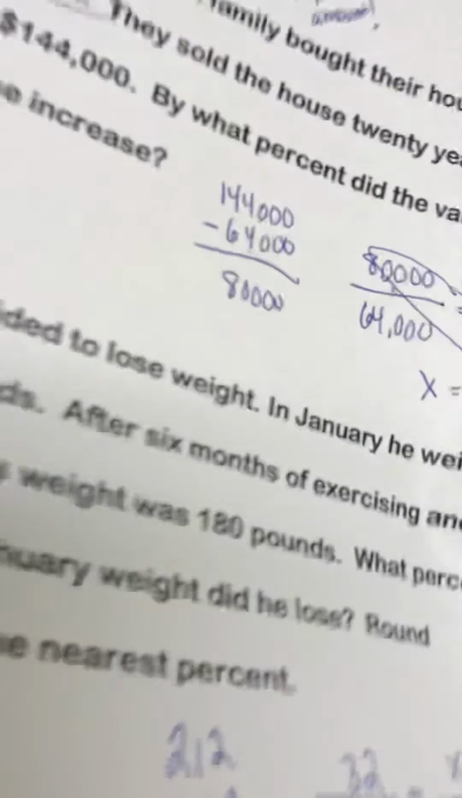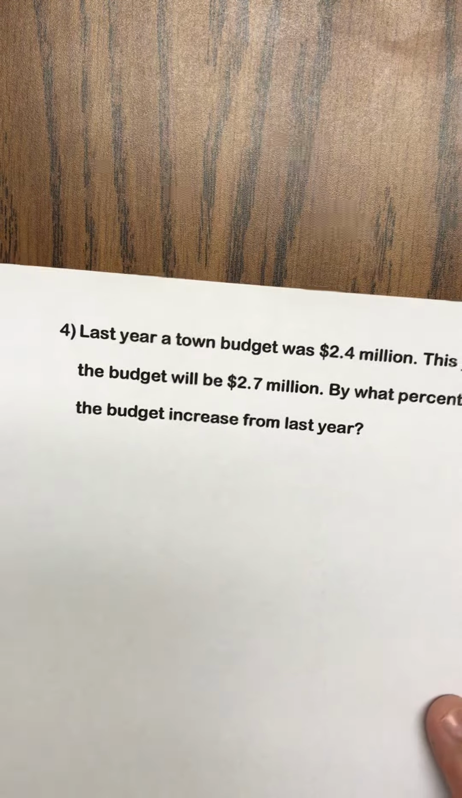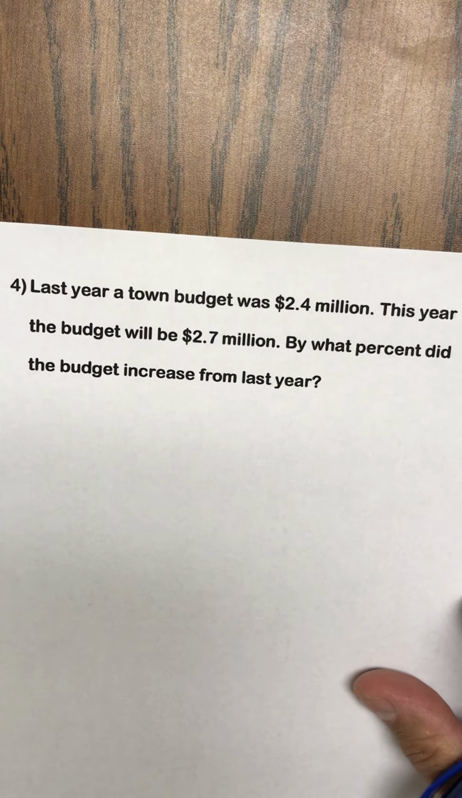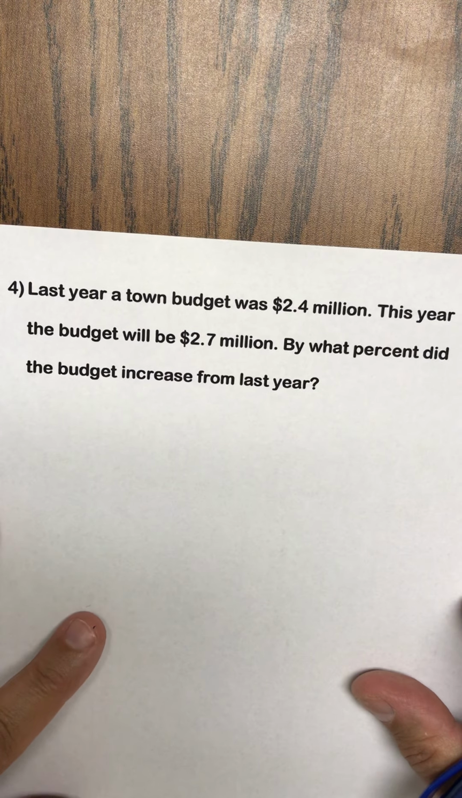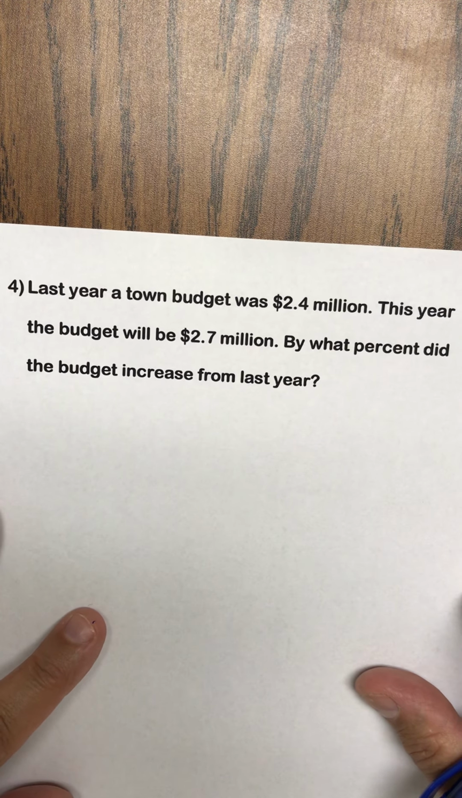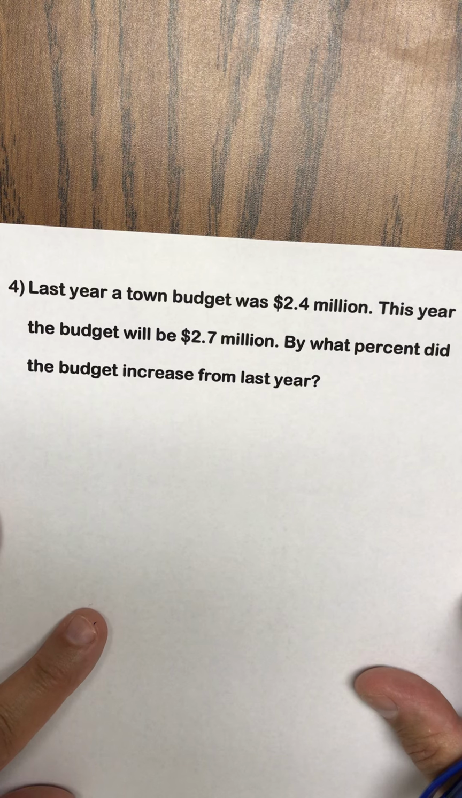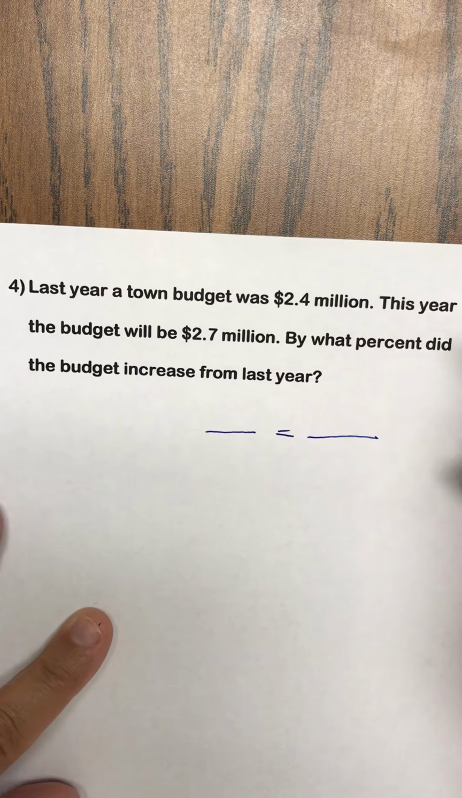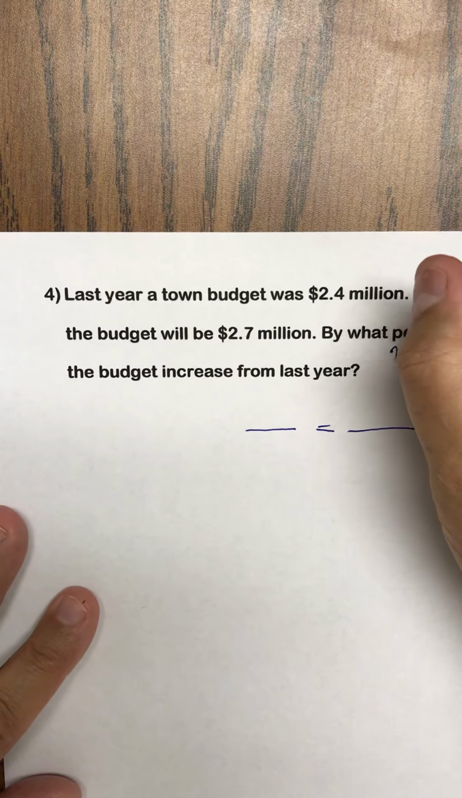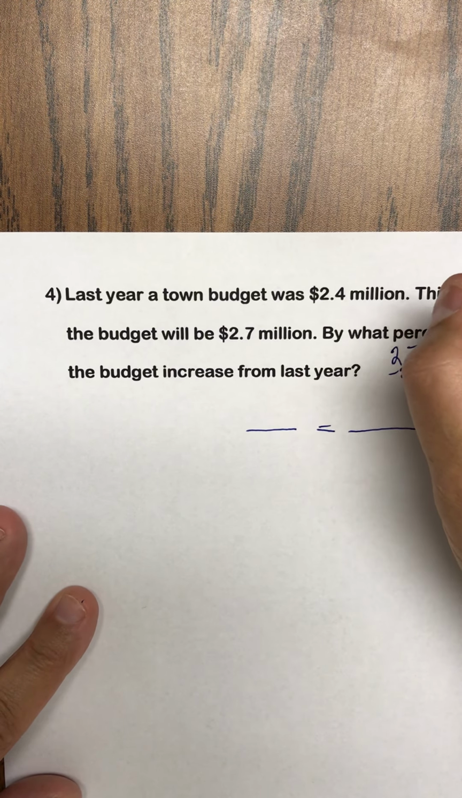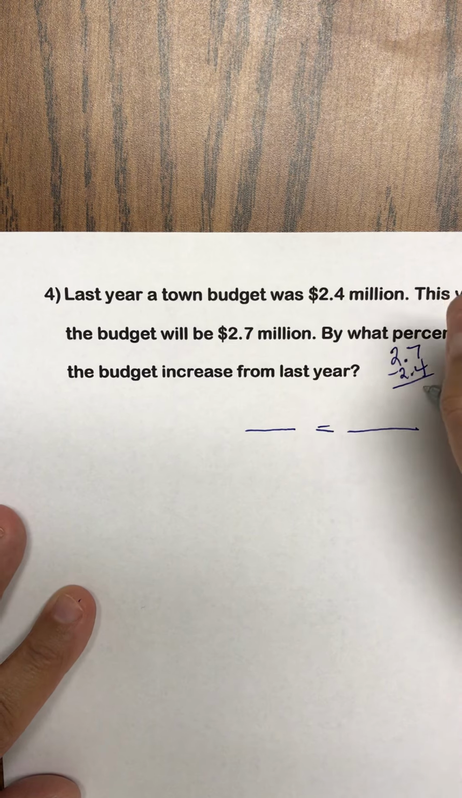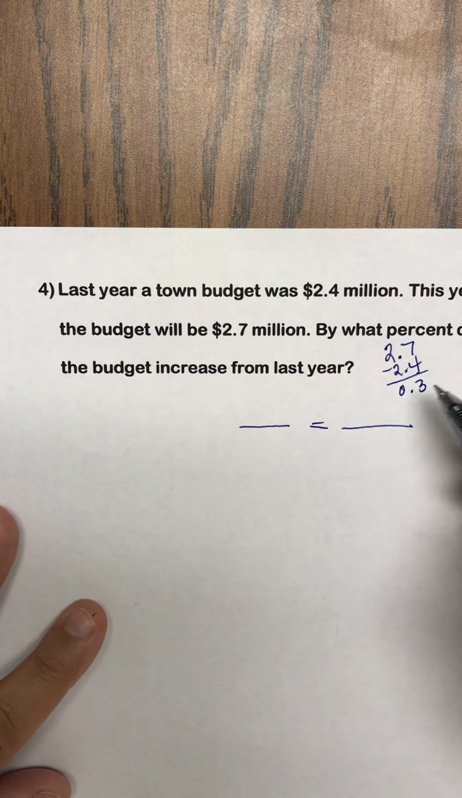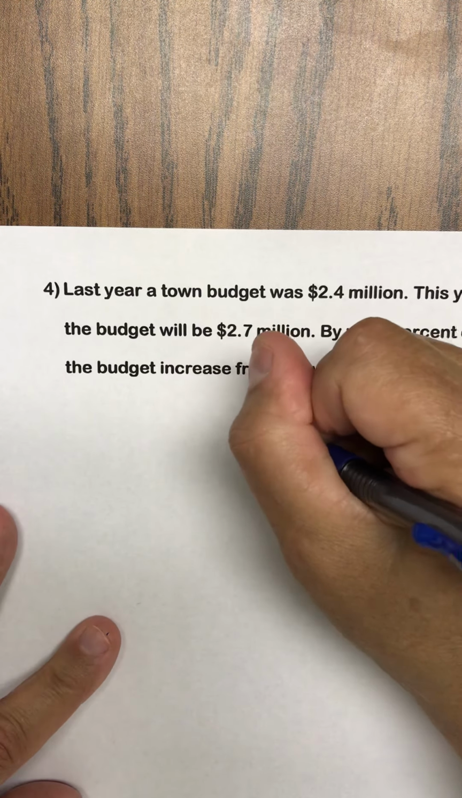Okay, and the last problem. Last year, the town budget was $2.4 million. This year, the budget will be $2.7 million. By what percent did the budget increase from last year? I'll set my proportion up here. I'm going to subtract. Okay, 0.3 is the amount of change.